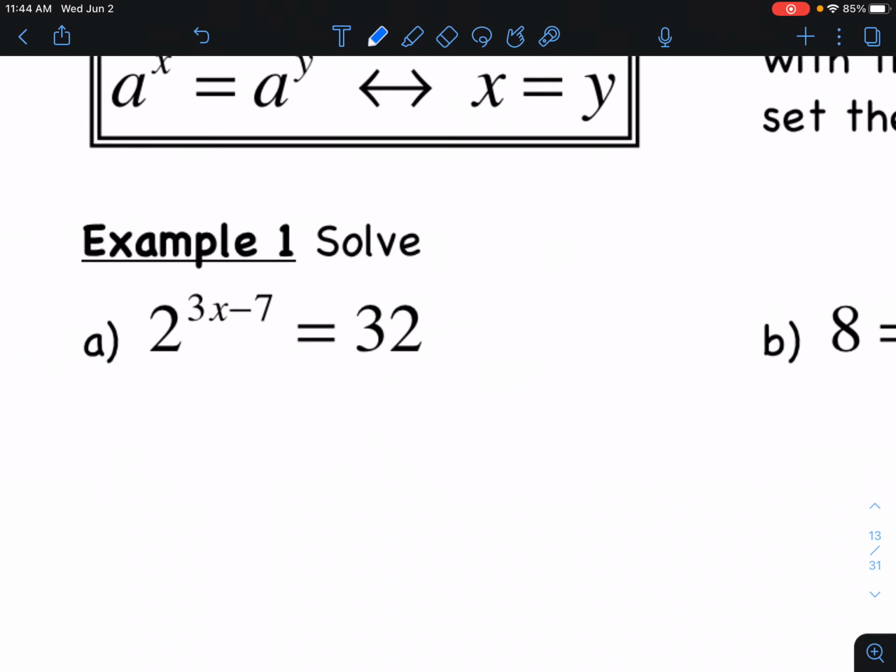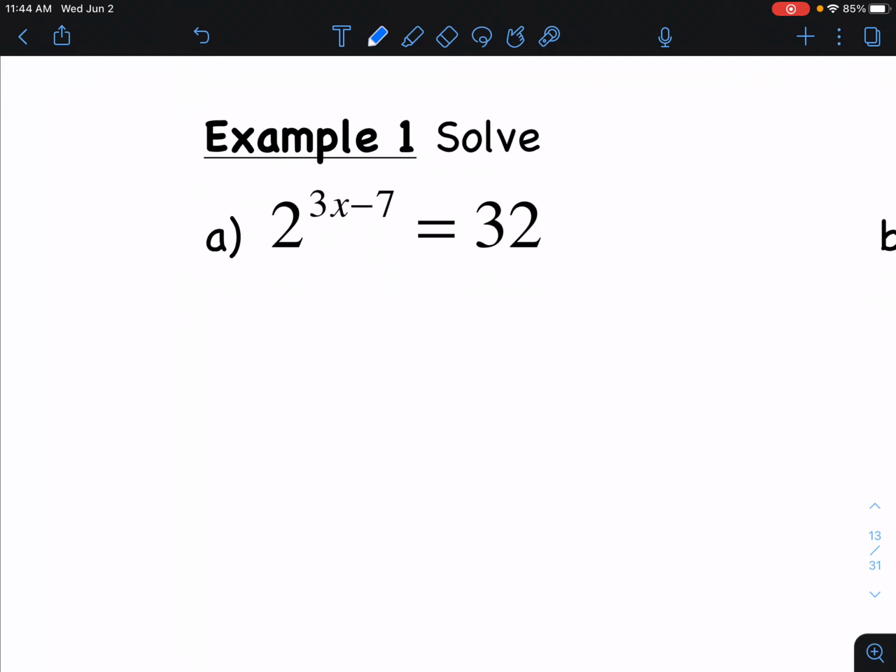So example 1. We have 2 to the power of 3x minus 7 equals 32. As we said in the last example, we want to see, can I bring that 32 down to have a base of 2? In other words, 32 is 2 to the power of what? Yes. We've hit it about 100 times in this class that 32 is 2 to the 5th power. So bring down the left side.